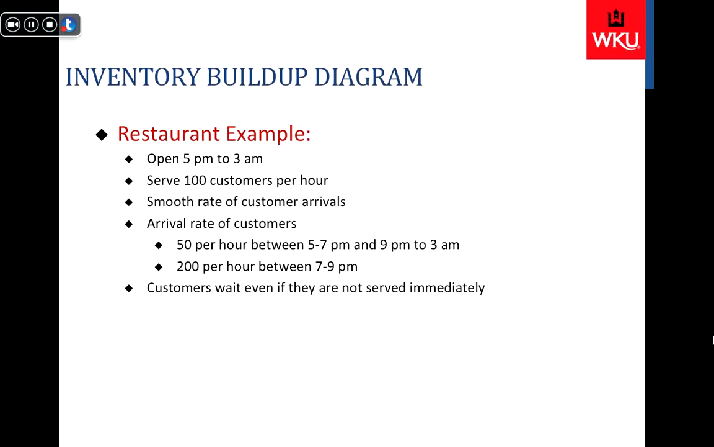And customers wait even if they are not served immediately. Let's say we are the only restaurant in a 100-mile radius. So if customers come to our restaurant, they're not going to leave. We don't have any impatient customers. If they come, they're going to wait because we serve the best steak in town. Okay, we just assume that right now.